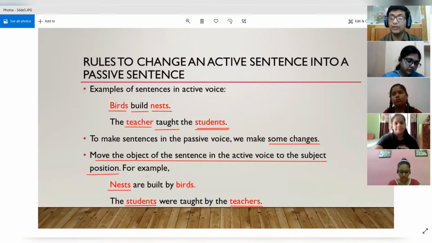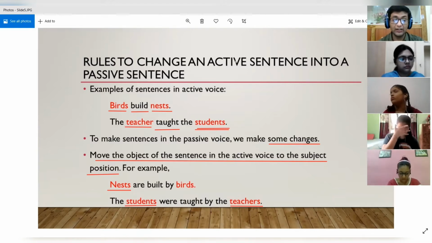So this is the first thing that we do. Now let's see what are the other changes that are being done.